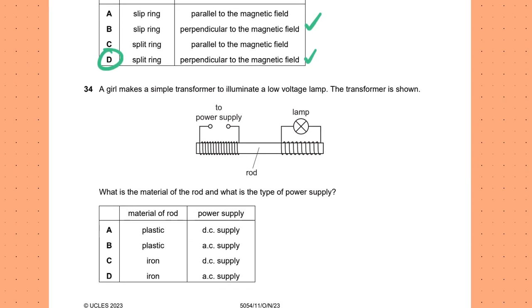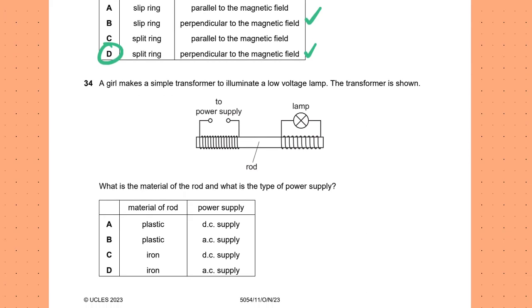A girl makes a simple transformer to illuminate a low voltage lamp. Transformer is shown. What is the material of the rod? What is the type of power supply? We know that for a transformer we need to have AC and the material of the rod must be iron, right, to enhance that magnetic field.